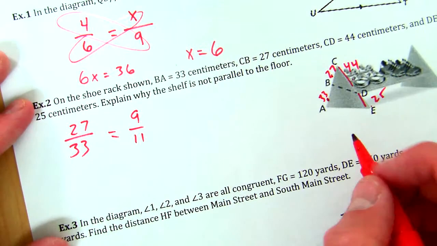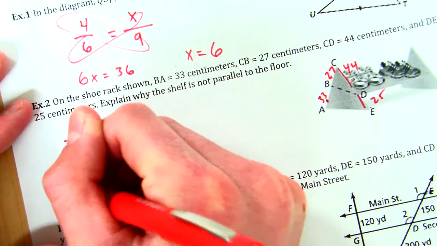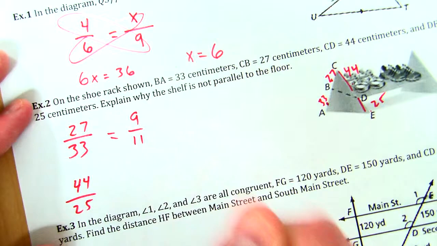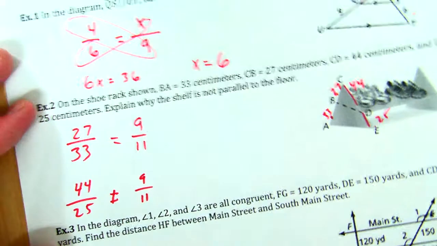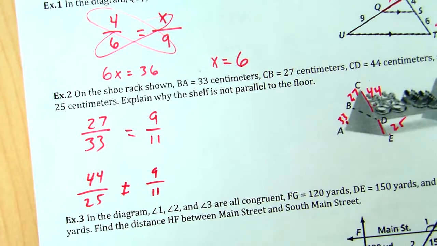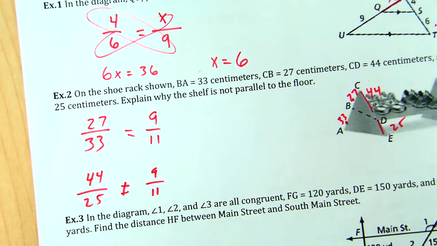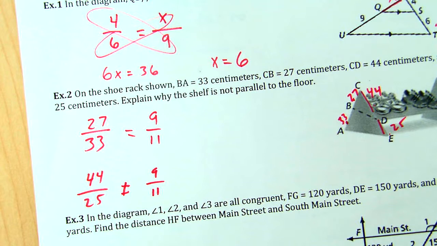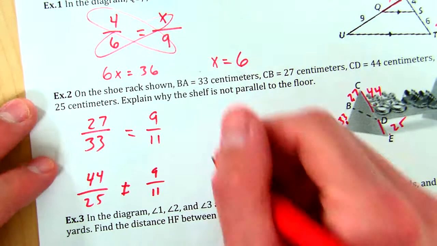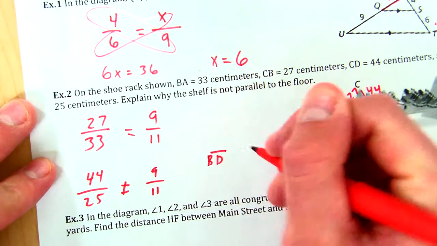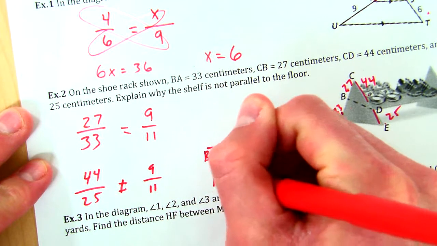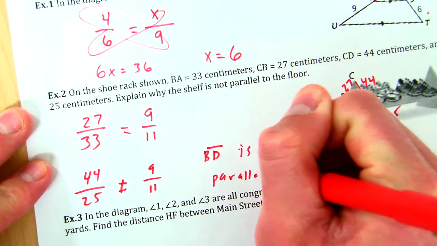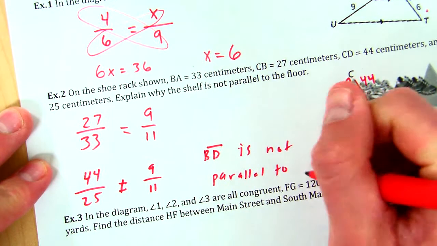So the ratio over here is 44 over 25. Well, I think you should be able to see that 44 over 25 is not going to simplify into 9 over 11. It's actually bigger than 1. 9 over 11 is less than 1. So since 44 over 25 does not simplify into 9 over 11, we can conclude then that BD is not parallel to AE.